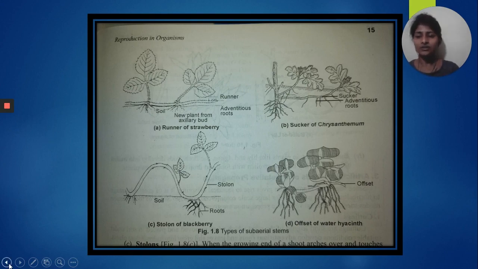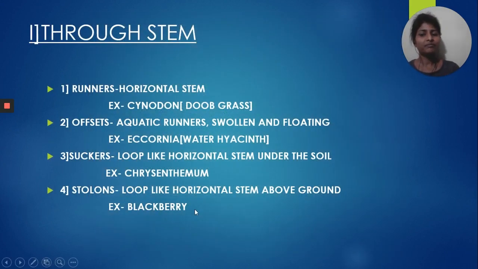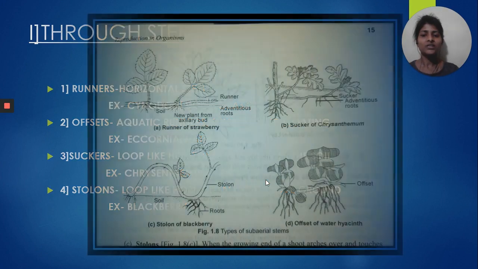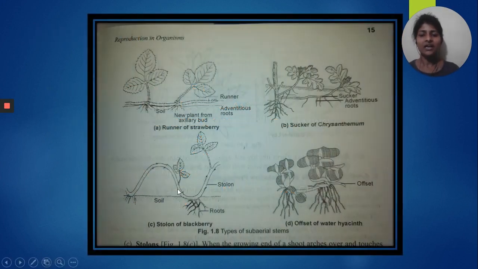The last type of subaerial stem is stolons. Stolons are also a type of horizontal stem which forms a loop because these are very weak cylindrical structures having nodes also, but they form the loop just above the ground, and whenever these loops touch the ground it forms adventitious roots which can form new plants over the surface of soil. A common example is blackberry.